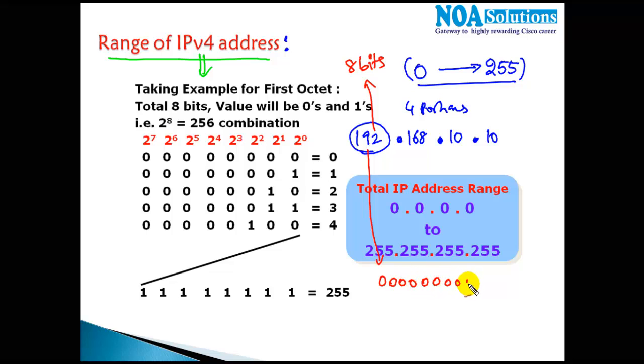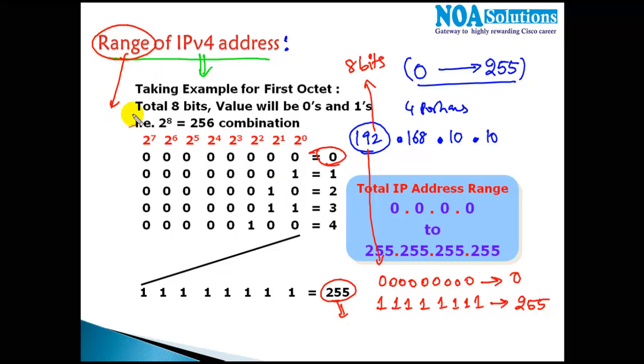So the minimum number I can write as all zeros, and the maximum number I can write as all ones. If you convert this into decimal value, either I can write 0 or 255, which means 0 is the minimum number I can use for allocation of the addresses, and the maximum number I can use is 255. So this is the range of your IP address. You will never see any IP address beyond 255. So 255 is the last possible number which we can use in IP version 4.